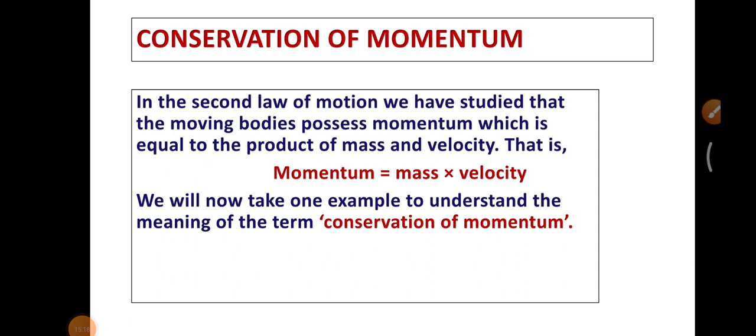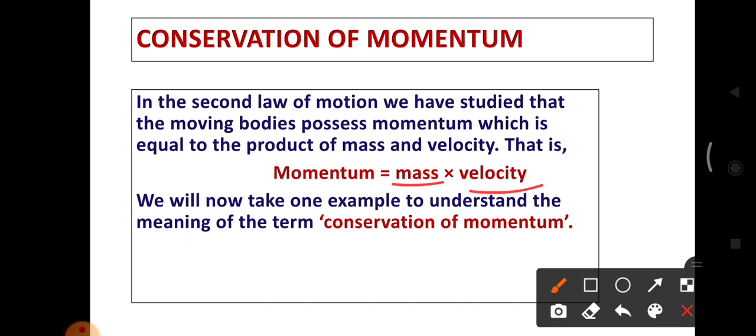The next topic is conservation of momentum. Do you know what is meant by momentum? Every moving body possesses momentum. Mass into velocity is called momentum. So in the second law of motion we have studied that a moving body possesses momentum which is equal to the product of mass into velocity. So P equal to m into v, that is called momentum. We will now take one example to understand the conservation of momentum.